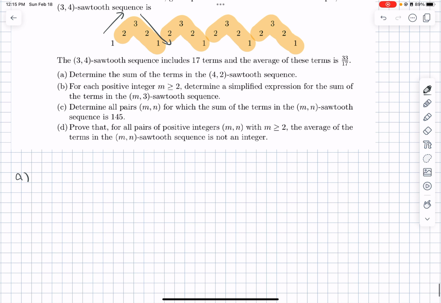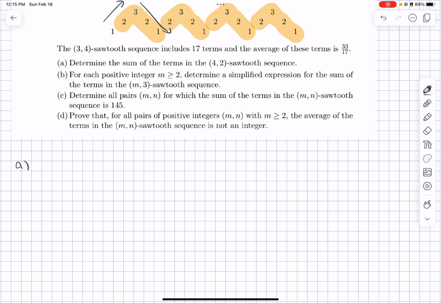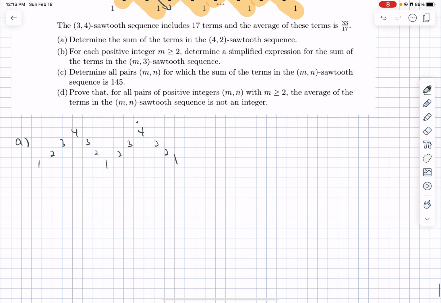So let's start with this. The 4-2 sawtooth sequence is pretty small, so we can just write it out. It's going to be 1, 2, 3, 4, 3, 2, 1, 2, 3, 4, 3, 2, 1. So we can just sum up.